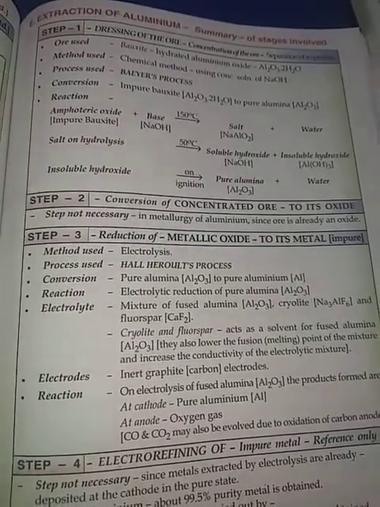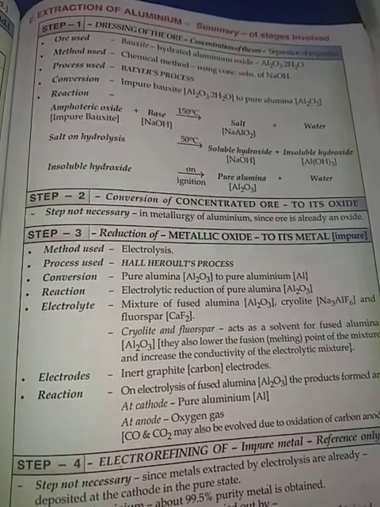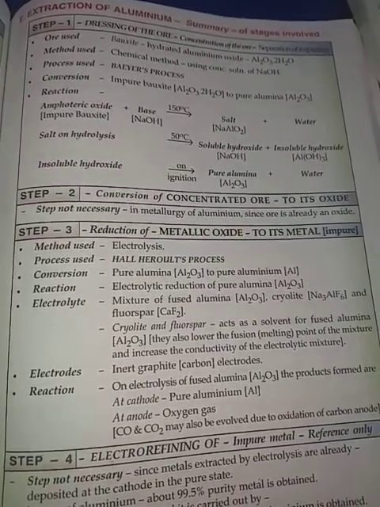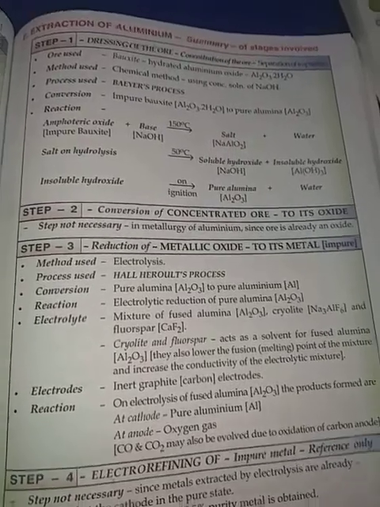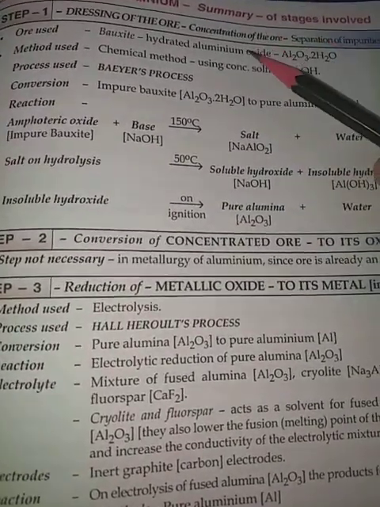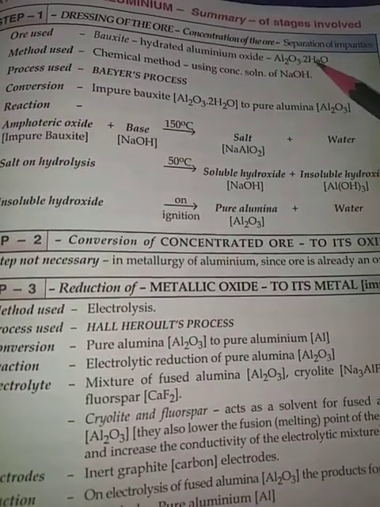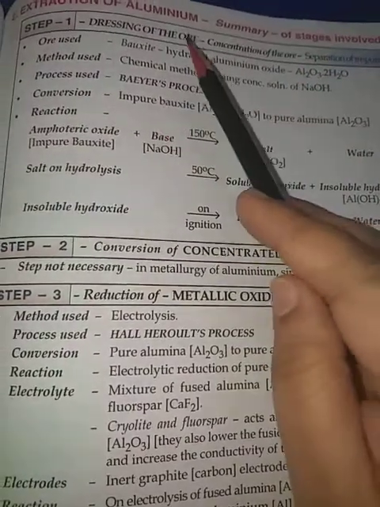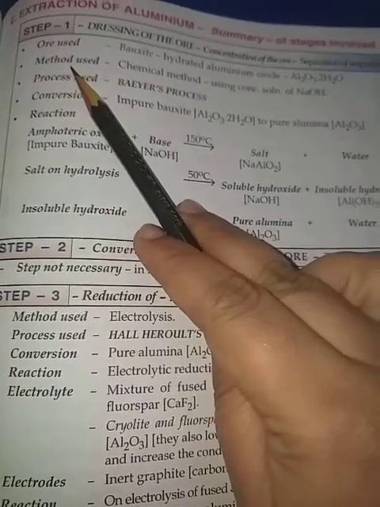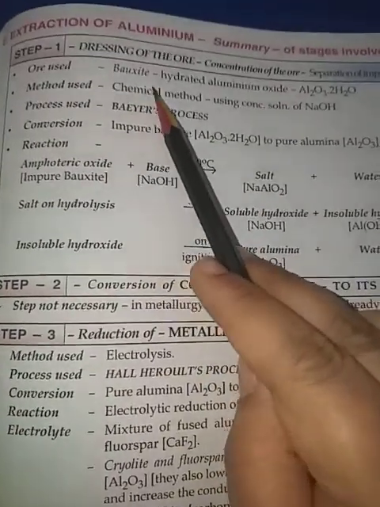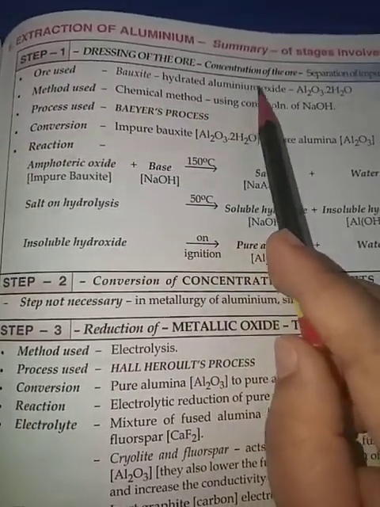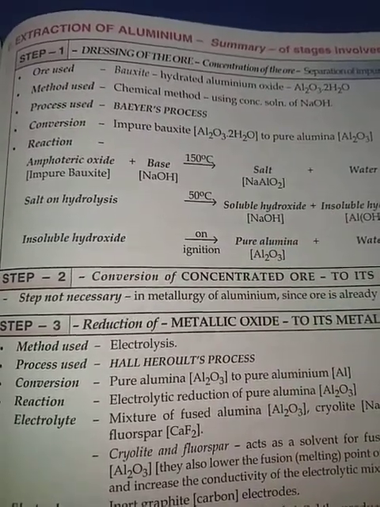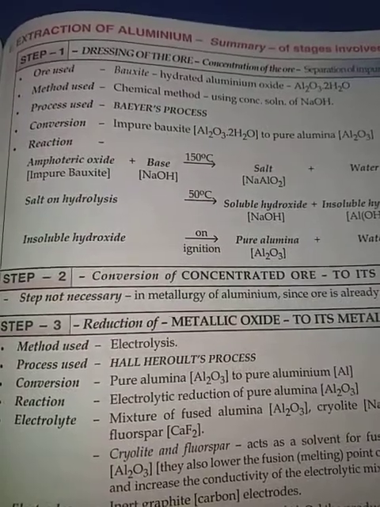Okay, so step 1 is the dressing of the ore. We know that first of all, we do dressing of the ore: concentration of the ore, separation of impurities. The ore which is used here is bauxite, hydrated aluminium oxide, Al2O3.2H2O. This is called bauxite.